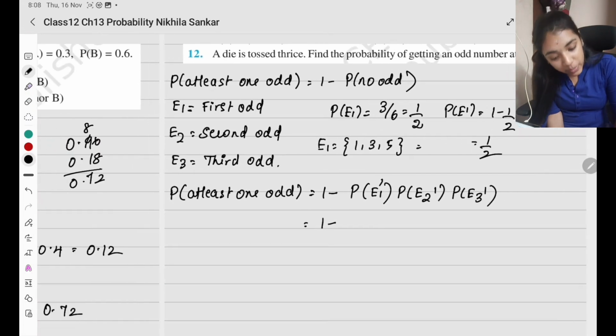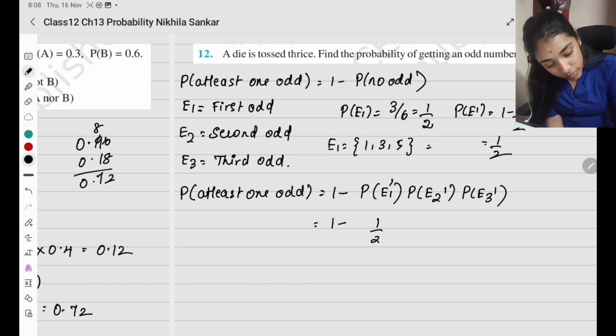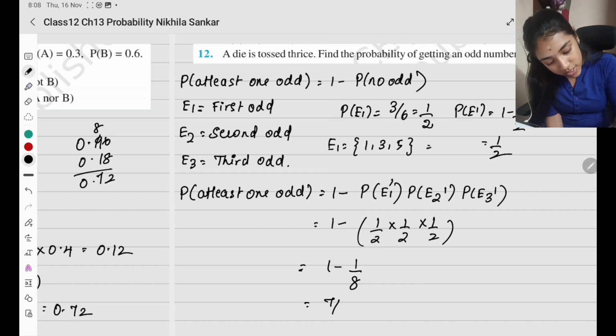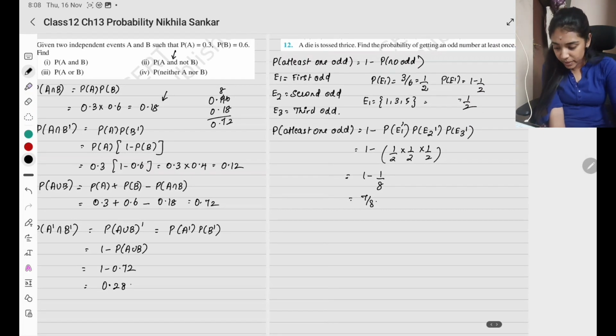Clear? So probability of E1 dash is the same as E2 dash is the same as E3 dash. So this is going to be 1 by 2 times 1 by 2 times 1 by 2. So this is 1 minus 1 by 8, which is 7 divided by 8. This is the answer. Okay?